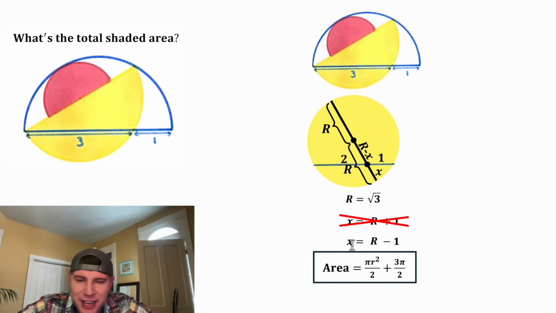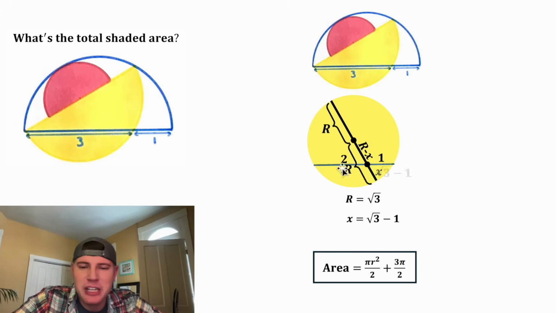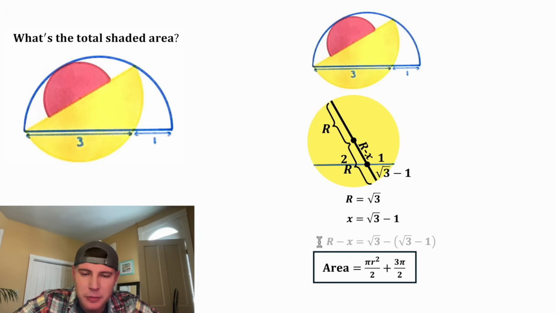And then for this one, x is equal to big R minus 1. That seems very reasonable. So we can use this as the value for x. So we can change this back to square root of 3, and x is equal to square root of 3 minus 1. We can update that up here. And then for this big R minus x, that's just going to be this minus this. So it's going to be big R minus x equals root 3 minus the quantity root 3 minus 1.